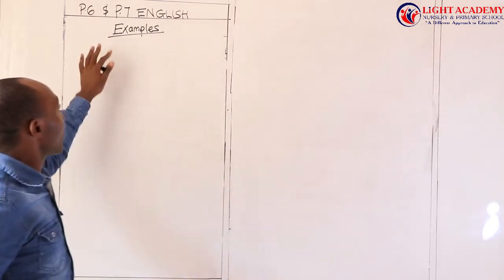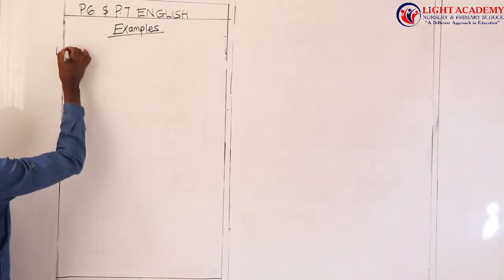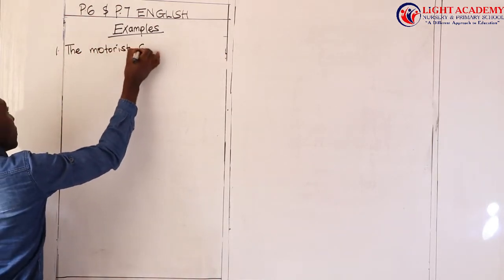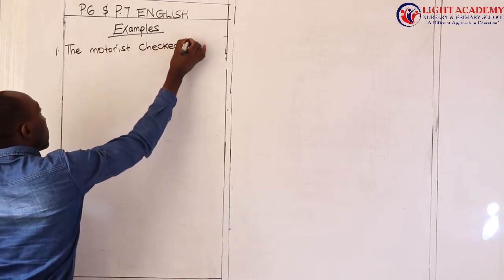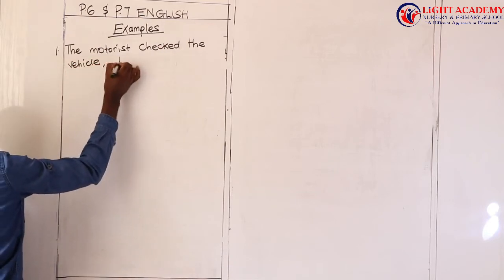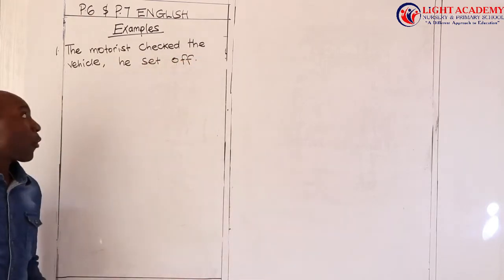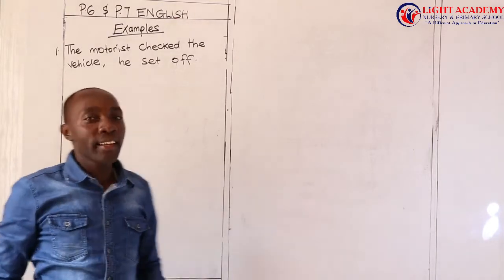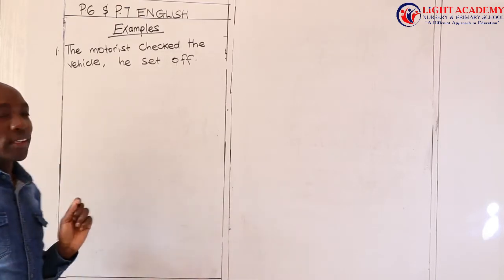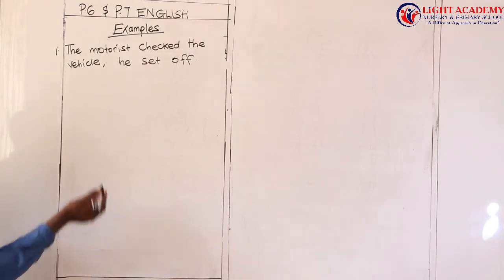For example, question one is, we have our sentence here on the board. The sentence says, the motorist checked the vehicle, he set off. This is my sentence for today, one of the sentences. In this sentence, we're going to use this structure here.